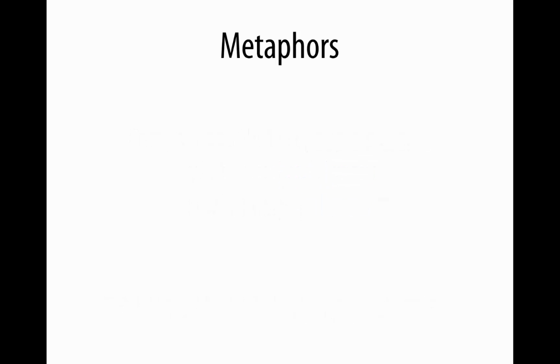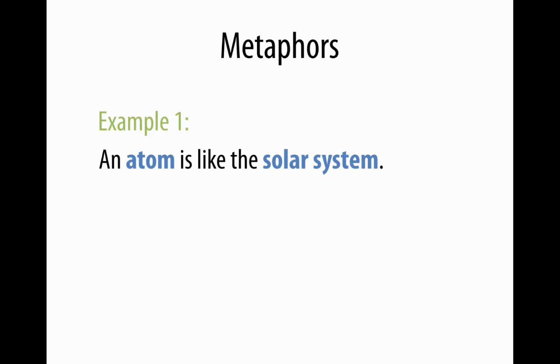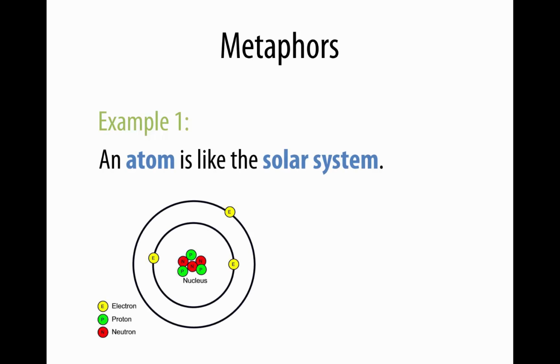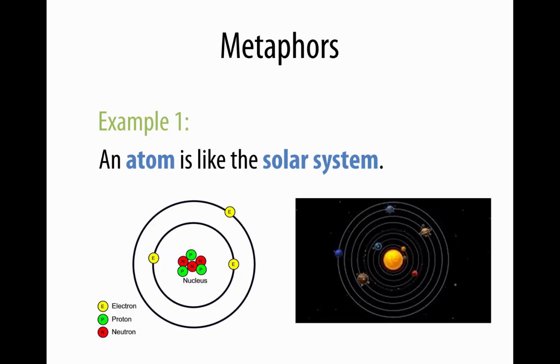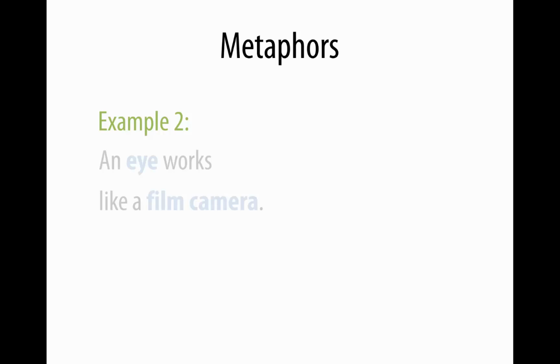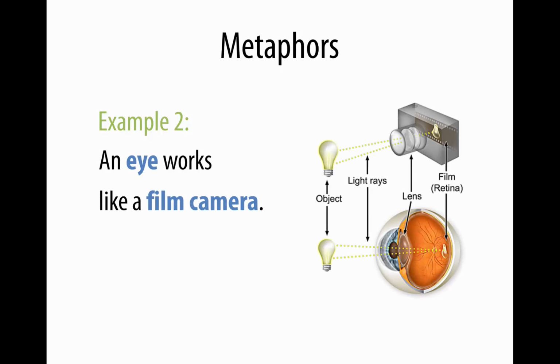Here are 2 examples of metaphors that break down technical concepts into accessible pieces. 1. An atom is like the solar system. The electrons revolve around the nucleus the way the planets revolve around the sun. 2. The human eye works like a film camera. It bends light through a lens and projects an image onto the retina at the back of the eye, very much like a camera imprints an image onto film.